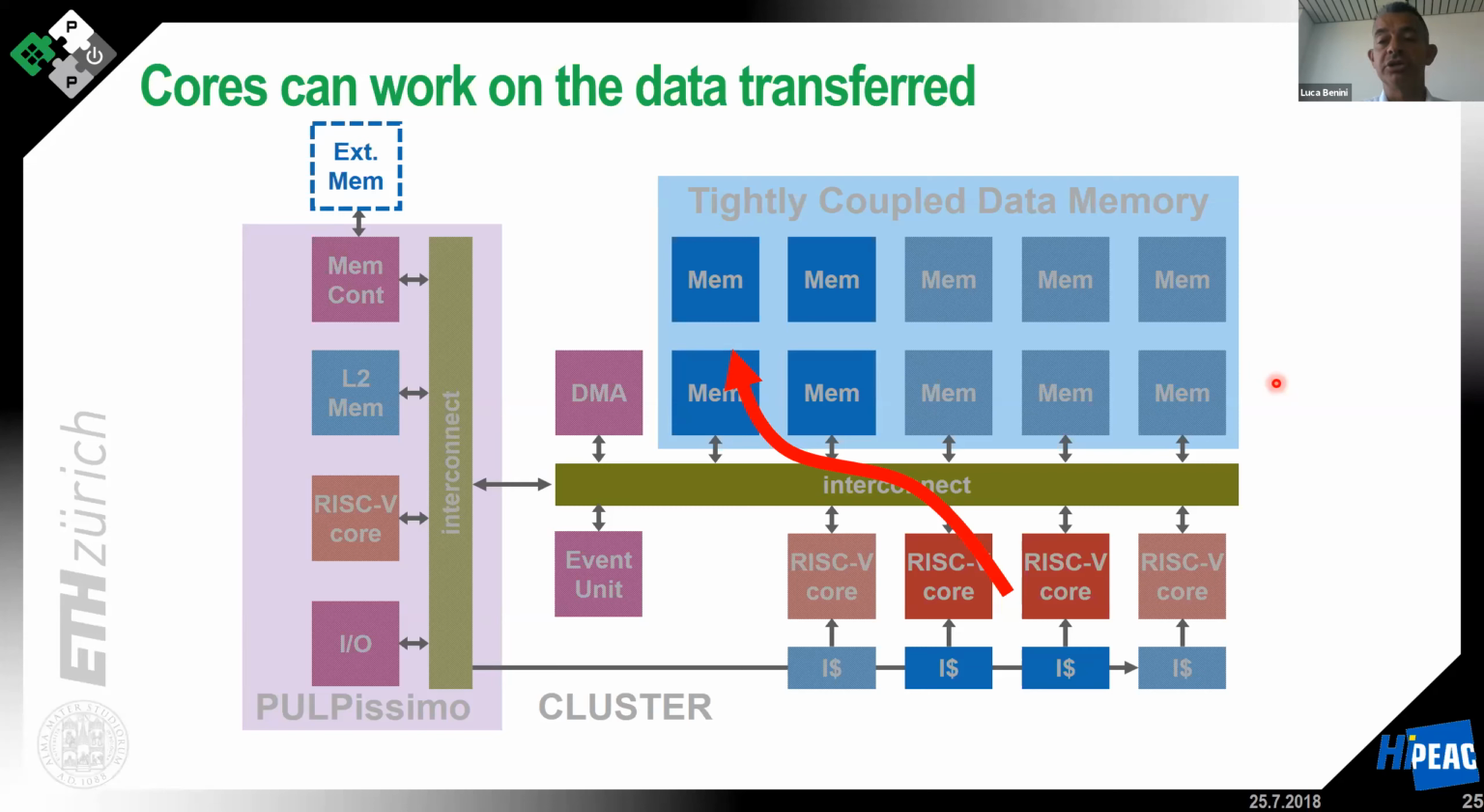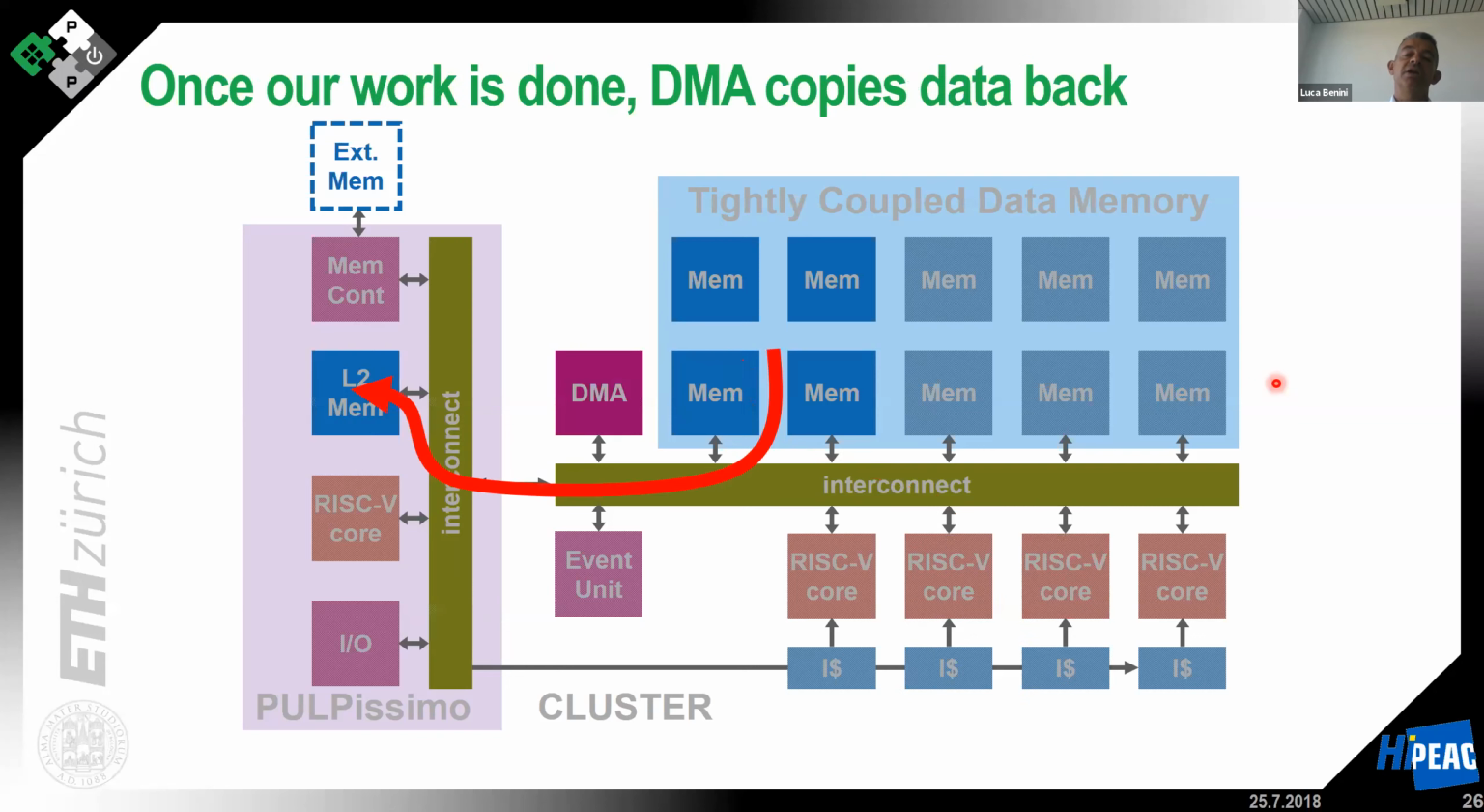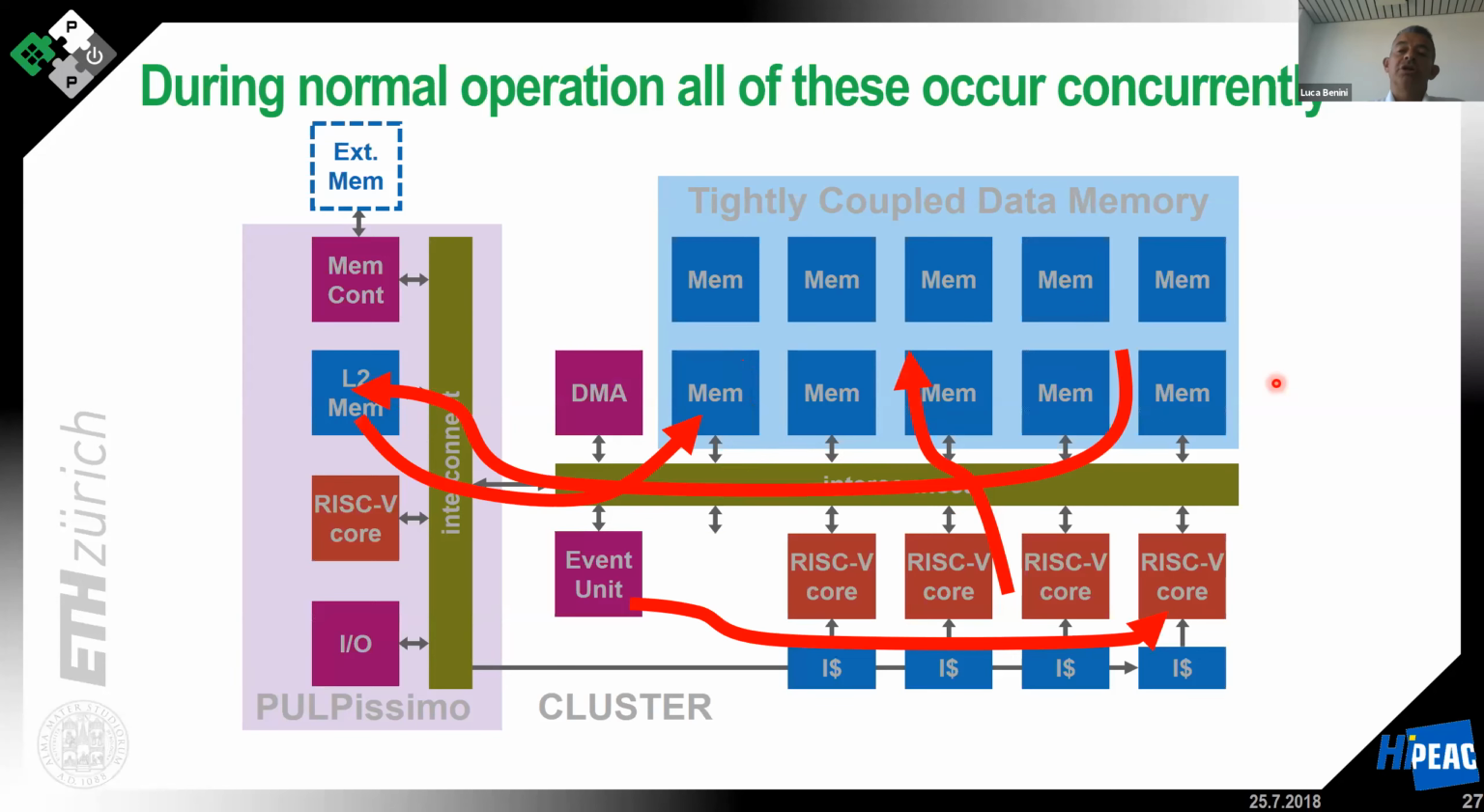And the event unit, together with the synchronizer, will manage the synchronization of the cores among themselves and the cores with the DMA in a very efficient way. So during execution, you have all the cores working in parallel in the memory, the DMA doing the copy in parallel, and everything is orchestrated without conflicts and without memory overrides by the synchronization units at very low overhead.